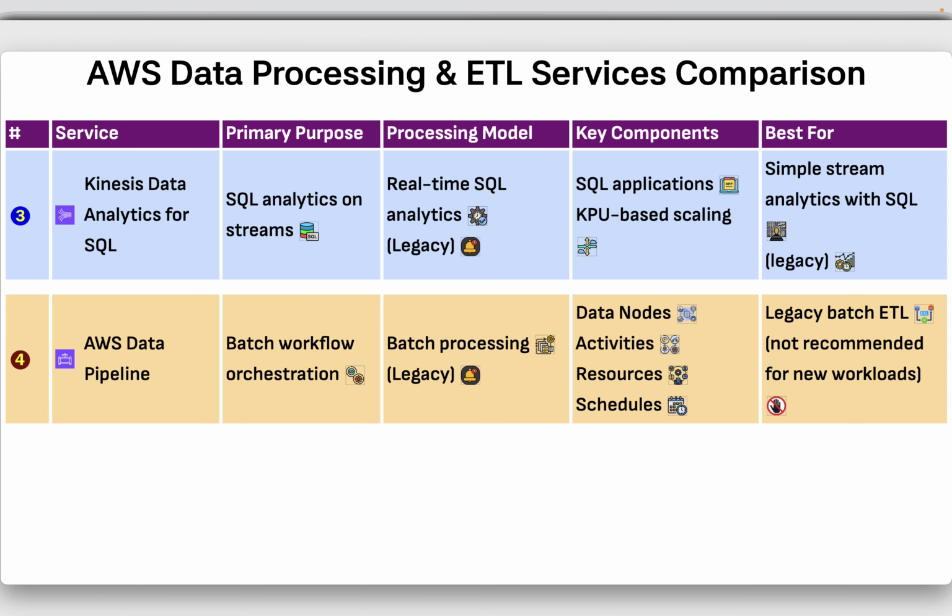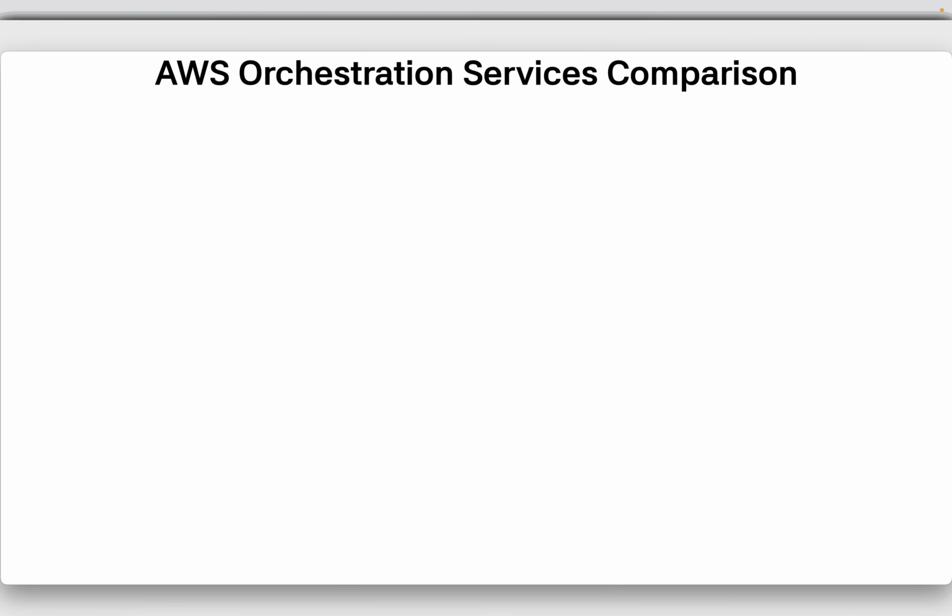Next we have AWS Data Pipeline. Again, this is also a legacy service. Primary purpose was batch workflow orchestration. The processing model was batch processing, and so it's a legacy service. Key components: data nodes, activities, resources, and schedules. Best for legacy batch ETL, not recommended for new workloads.